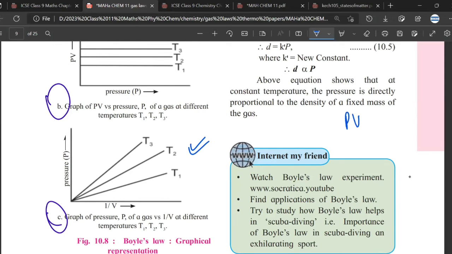Okay. Now, there is altogether a different kind of graph that you can see, and this is how it looks like. Let us try to understand this also. So PV is equal to constant. So pressure can be written as K into 1 upon V. Any doubt? No. Let me compare this with y is equal to m into x. Any doubt? No. Mr. CB, do you remember what m was?